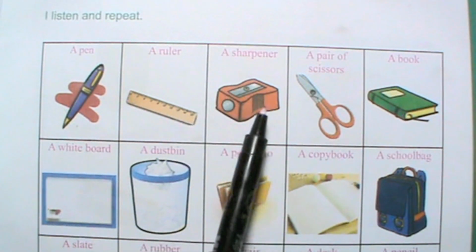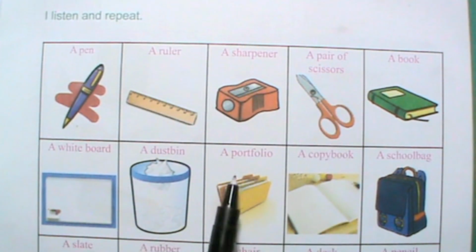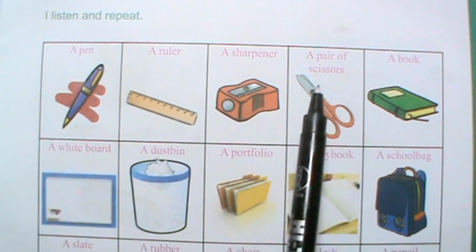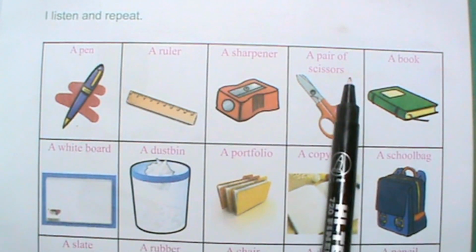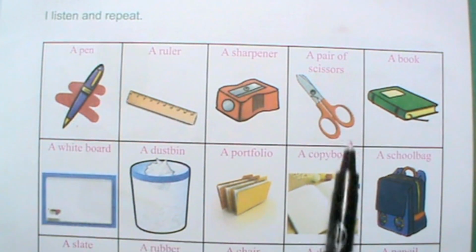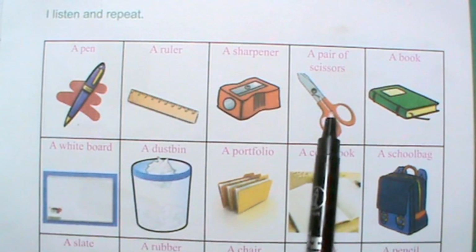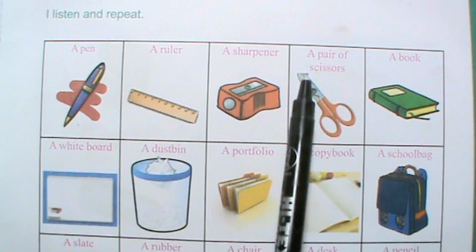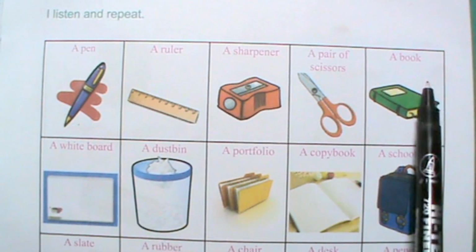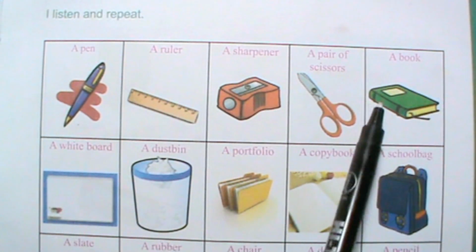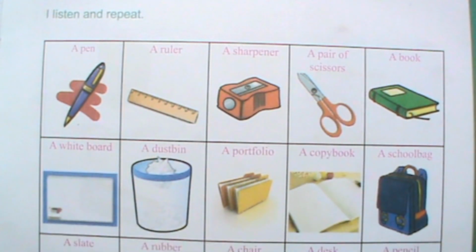أي مبراة. A pair of scissors. نستطيع أن نقول أيضا scissors أو مقص أو زوجين من مقص. We have a book. A book وتعني كتاب. Excellent.